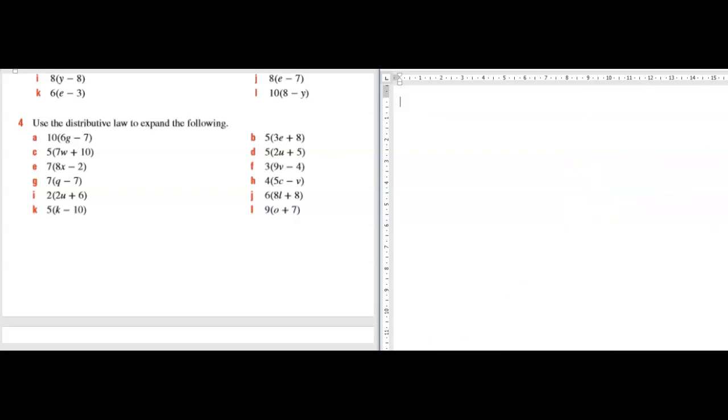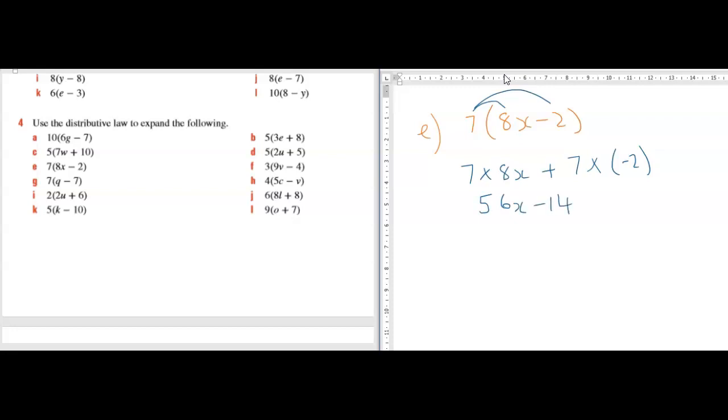Okay, so let's have a look. I think they're not all negative. So let's do E. We've got 7 times 8x minus 2. So I would do 7 times 8x, plus 7 times negative 2, because that negative sign is attached to the 2. So 7 times 8x gives you 56x, and then 7 times negative 2 gives you negative 14.